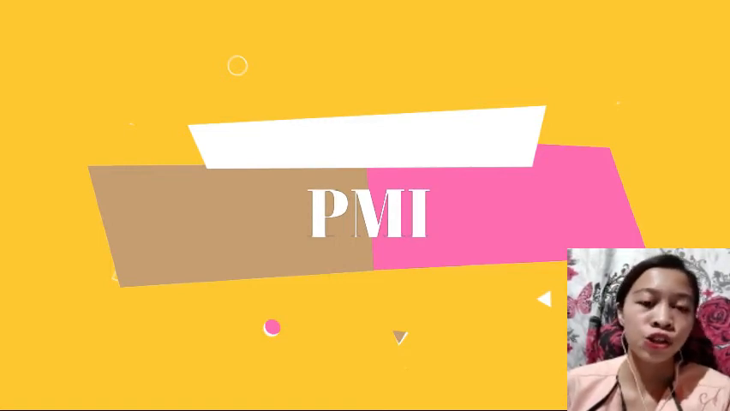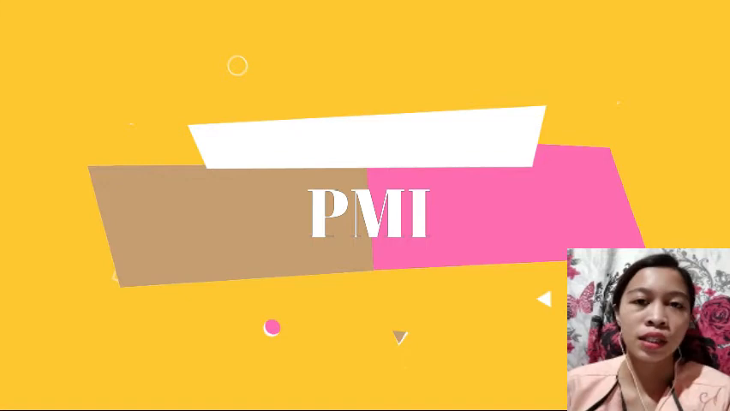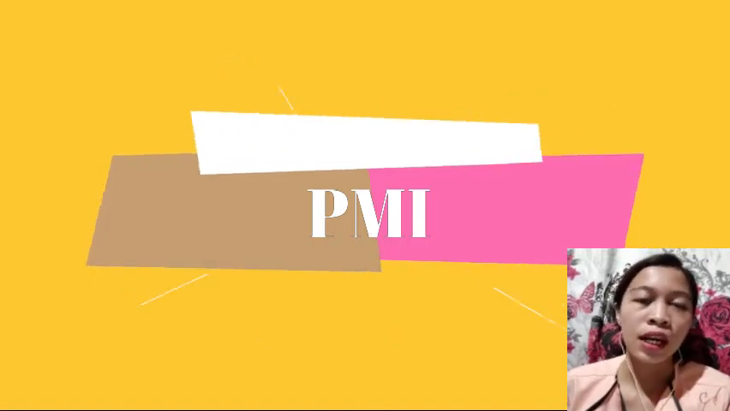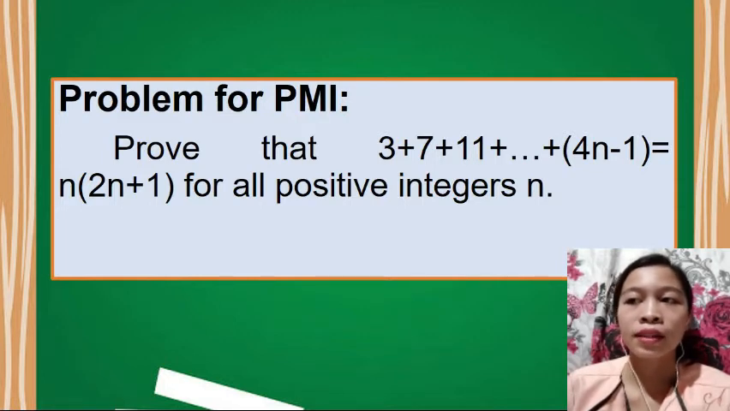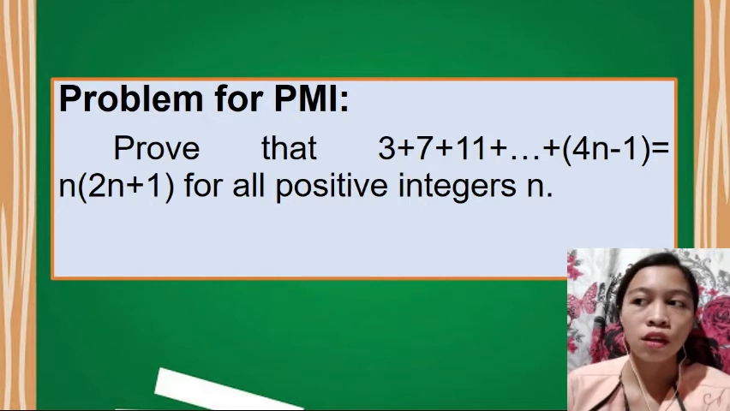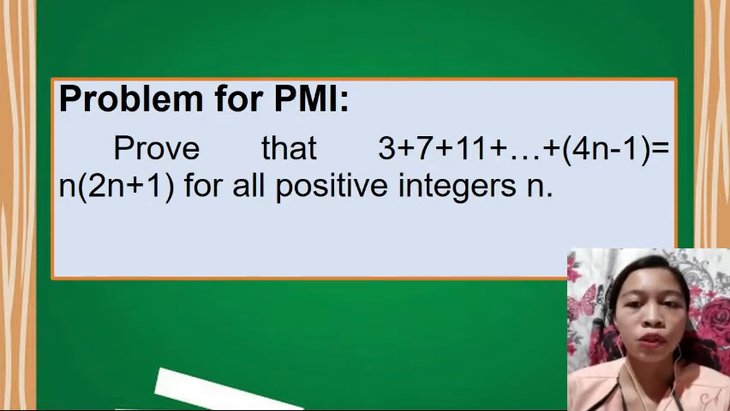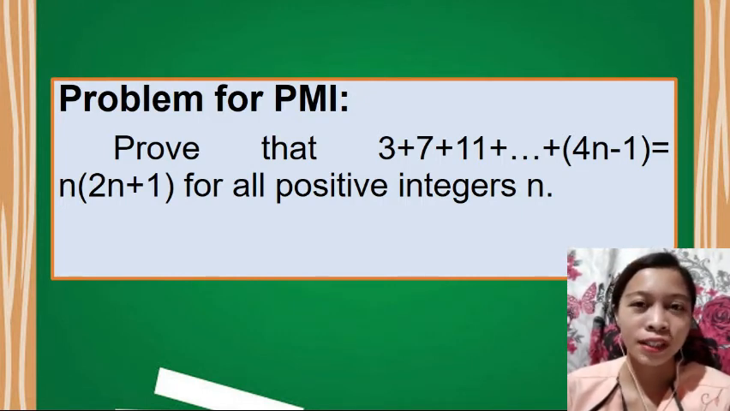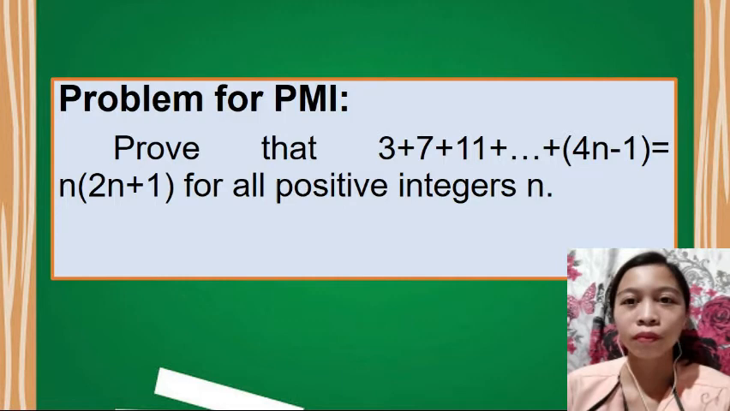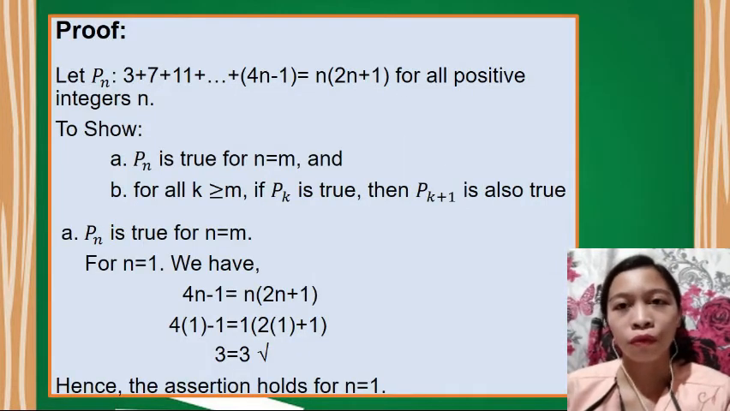Mathematical induction is usually used to prove assertions regarding positive integers. So the problem that I have chosen is: prove that 3 plus 7 plus 11 plus dot dot dot plus 4n minus 1 is equal to n times 2n plus 1 for all positive integers n. So here is now our proof.